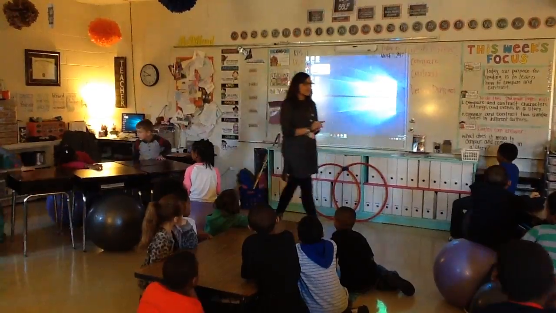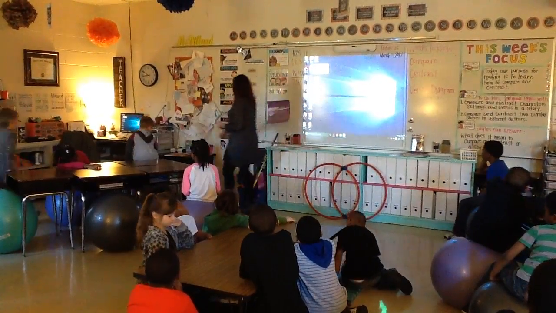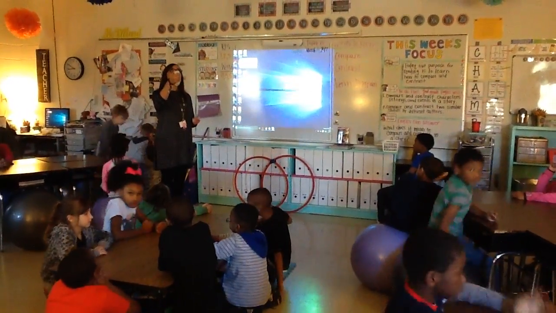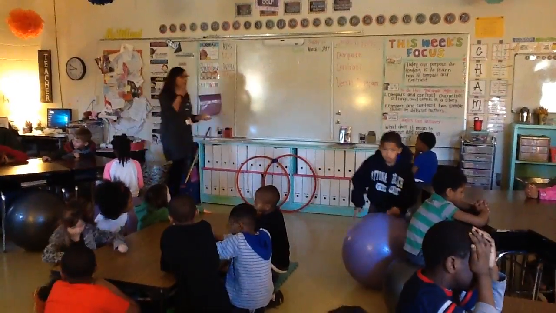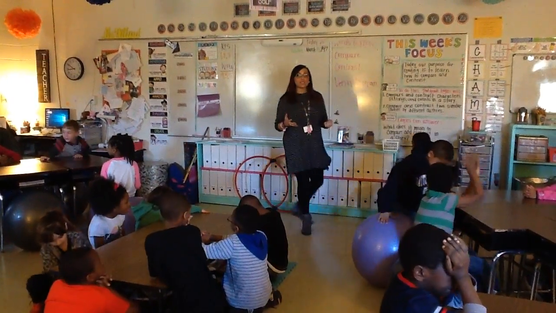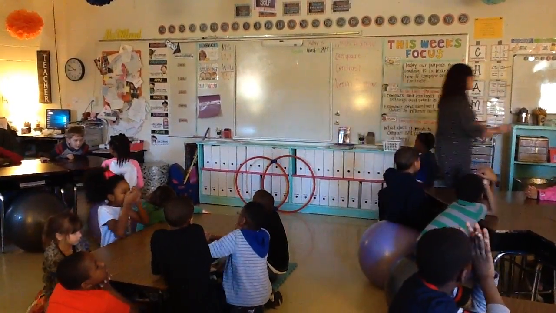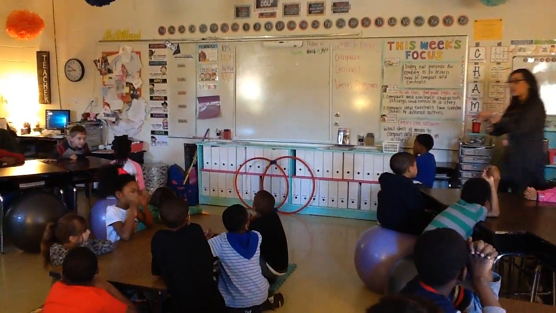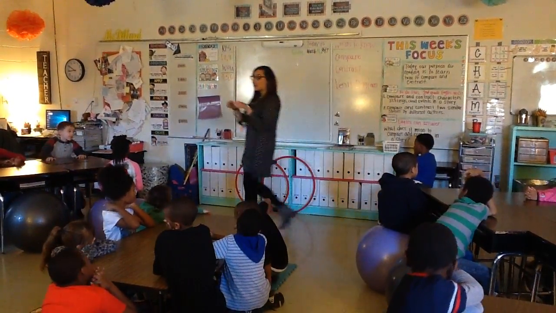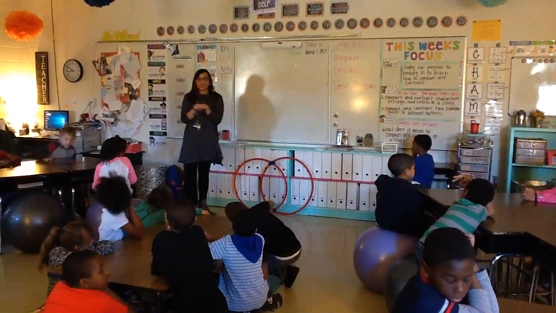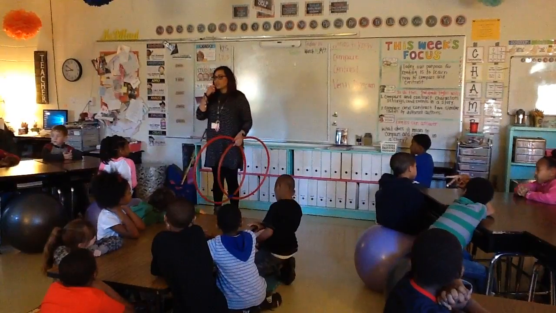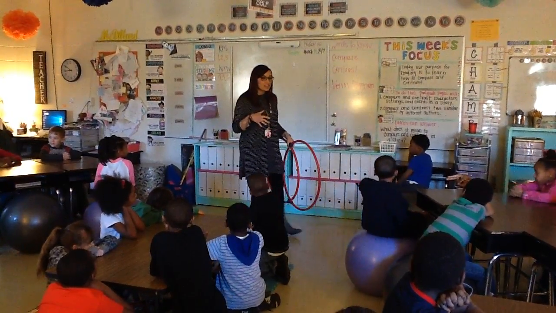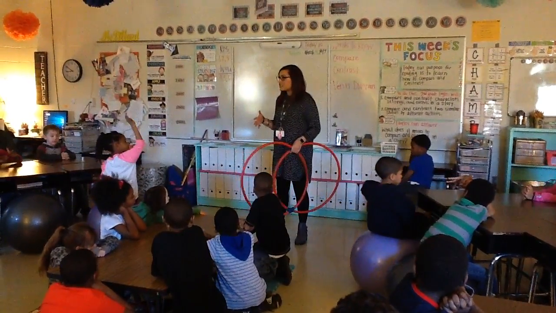Alright, just self-check, make sure you are in a learning position. You're sitting up, you're scooted back, you're scooted in. Alright, so in the book Same but Different, there are several things about the two little boys that were the same, and there were several things that were different. So we're about to compare and contrast the two boys. Yesterday we were introduced to a really cool graphic organizer that helps us to compare and contrast.